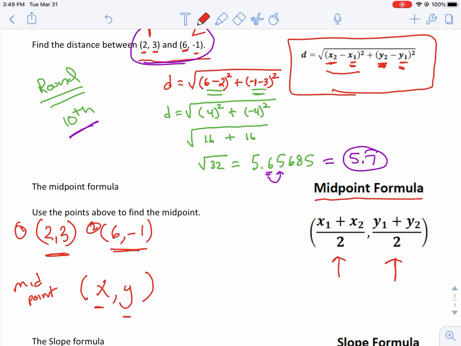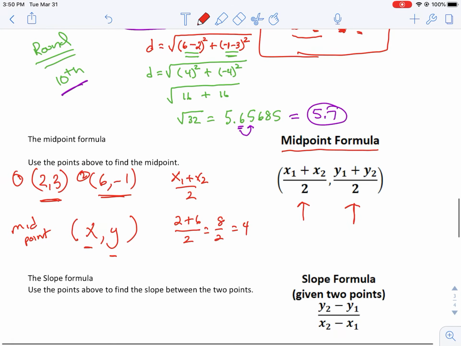And so we take x1. So x1 plus x2 divided by 2. Well, that's 2, the x of the first point, plus x of the second point, which is 6, divided by 2, which is 8 over 2, which is 4. So 4 is our new x coordinate. So let's see here. I'm going to put a 4 in here.